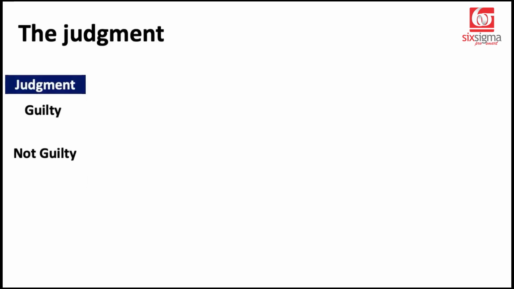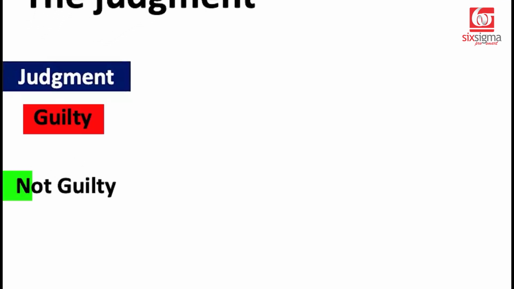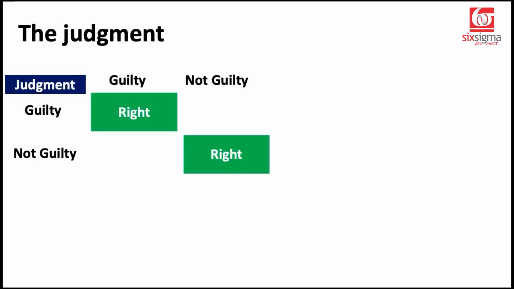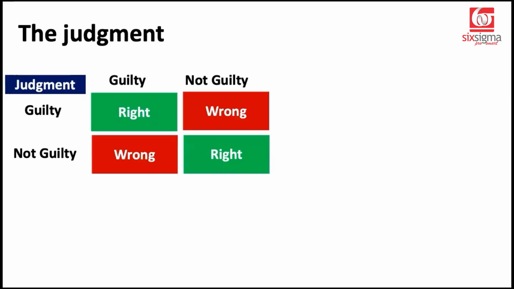So let's talk about the judgment. Of course, there would be a reality whether the person is guilty or not guilty. And there can also be a judgment that says guilty or not guilty. When the judgment is in sync with the reality, that is, when guilty is being called guilty or not guilty is being called not guilty, we don't have a problem. We have this green box. But wherever the judgment is not in sync with the reality, then we have a problem. These red boxes indicate such scenarios.